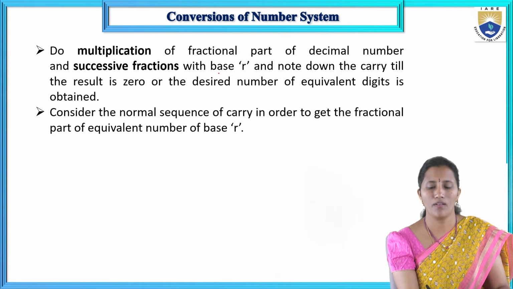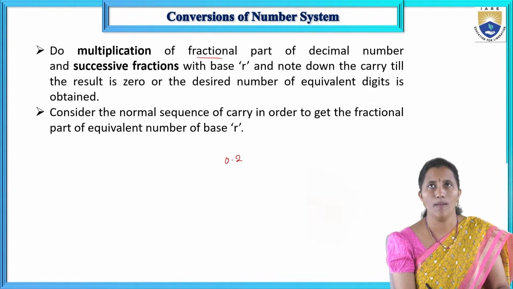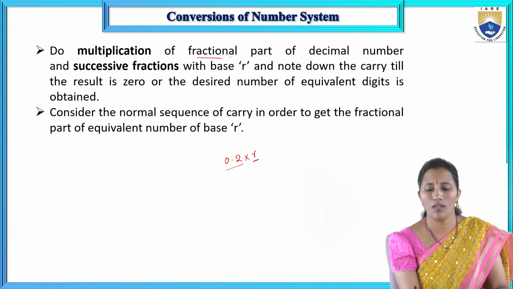Now do multiplication of the fractional part of the decimal number and successive fractions with base r and note down the carry till the result is 0. For the fractional part, suppose 0.2 is there. To convert this decimal fraction into any base system, we multiply the fraction by the radix. Note down the carry till the result is 0, or the desired number of equivalent digits is obtained.